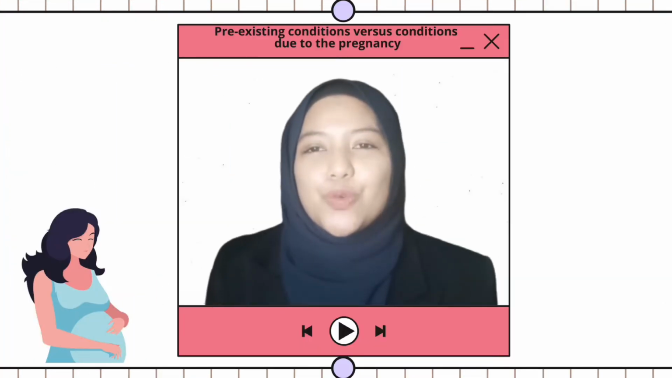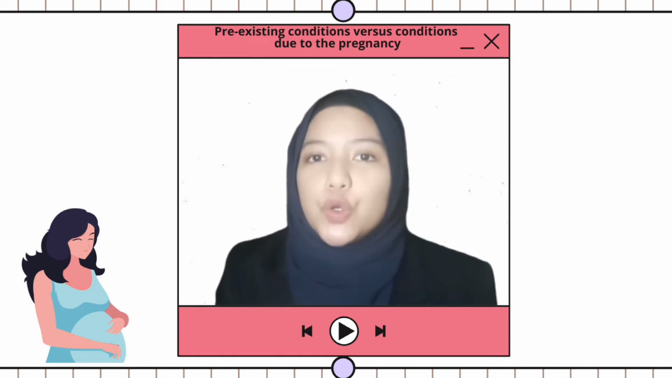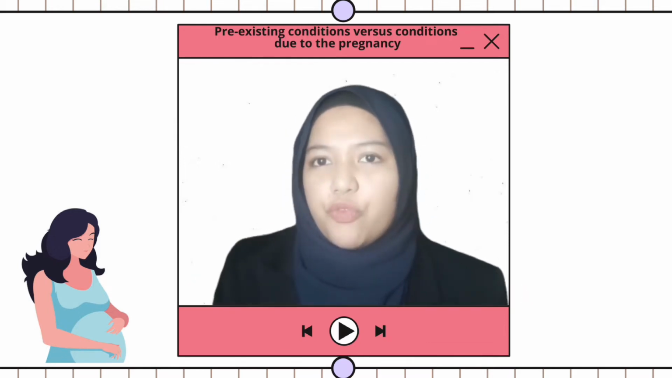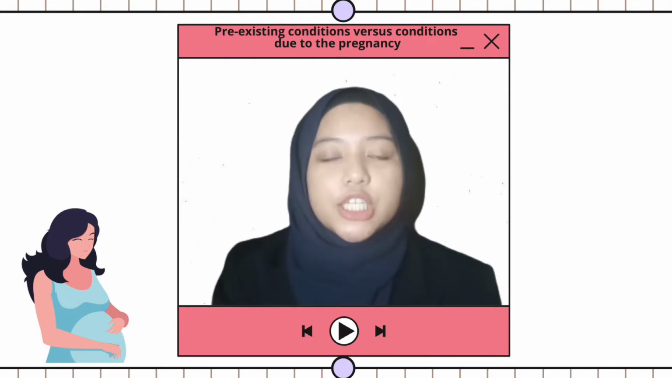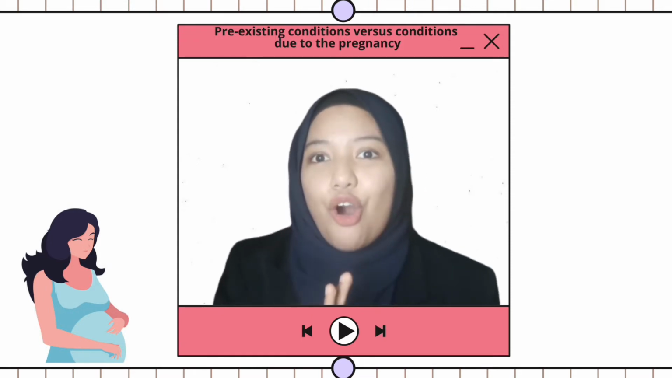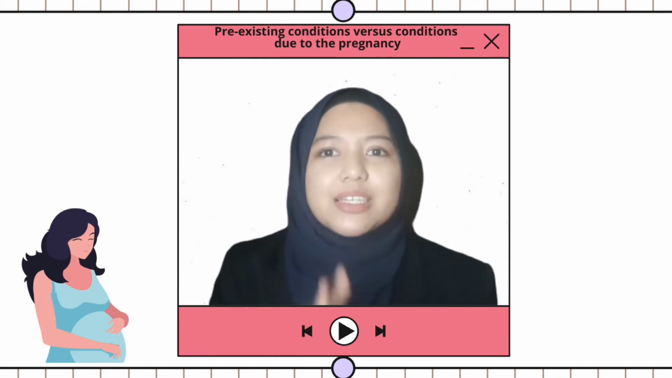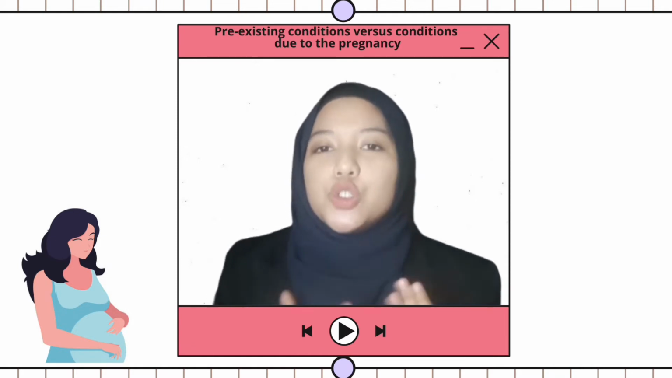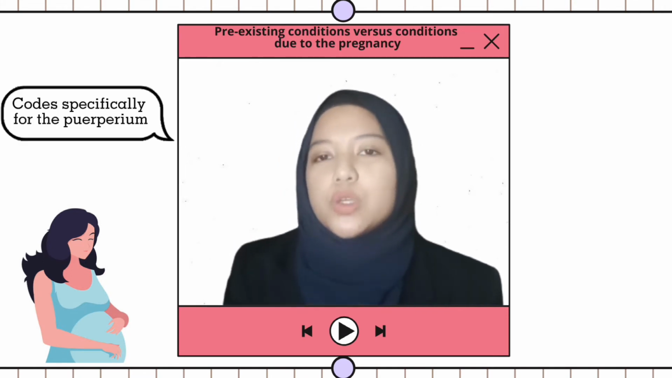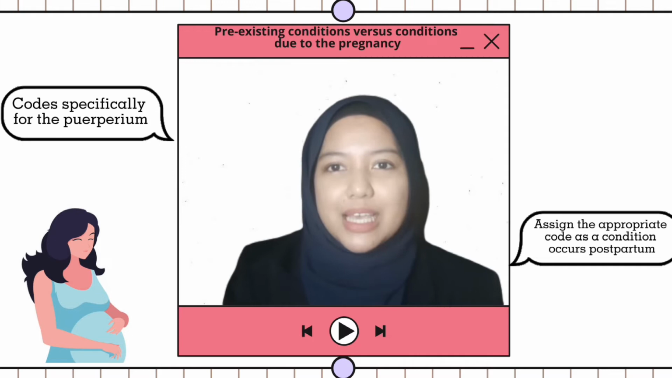So next we move to what is meant by pre-existing condition versus condition due to the pregnancy. In this chapter, we can see a differentiation between maternal conditions that exist prior to pregnancy and those that are a direct result of pregnancy. When a condition occurs postpartum during the delivery encounter, it is acceptable to use codes specifically for the puerperium with codes complicating pregnancy and delivery.